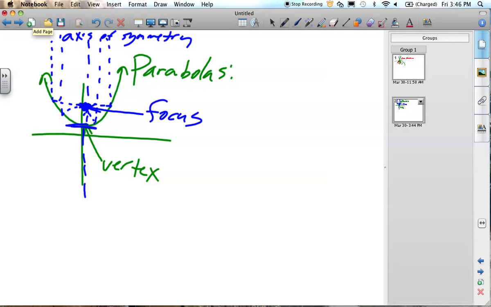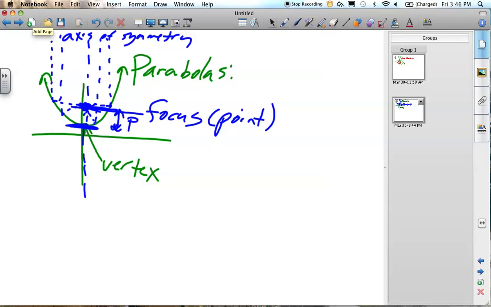Now this distance between the vertex and the focus is p. Okay? And the focus is a point, so we'll have x and y coordinates.